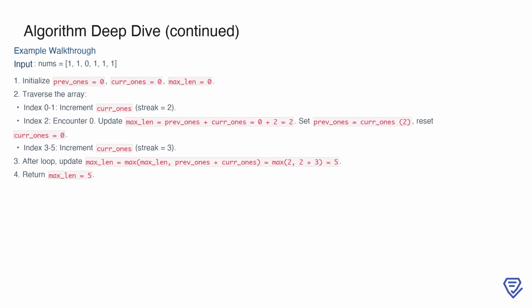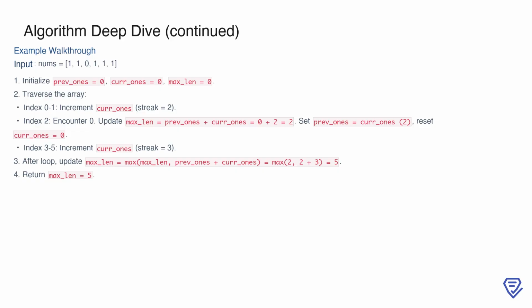Here, we calculate the potential maximum length as preb_1's plus cur_1's, which is 0 plus 2 equals 2, and update max_len to 2. We then set preb_1's to the current value of cur_1's, which is 2, and reset cur_1's to 0. Continuing the traversal, indices 3 to 5 are all 1's, so we increment cur_1's to 3. After finishing the loop, we perform a final update to max_len, calculating preb_1's plus cur_1's as 2 plus 3 equals 5 and setting max_len to 5.